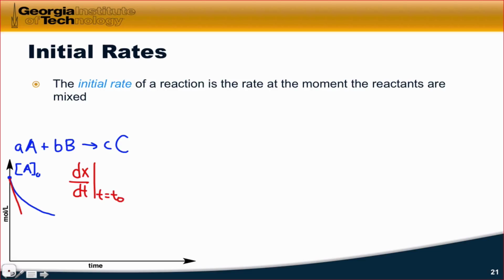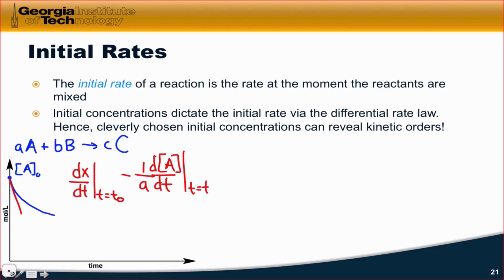In an experimental context, we're going to have to be measuring a particular concentration, like the concentration of A, and so it would be negative 1 over a, d[A]/dt evaluated at t is equal to t0 at the initial time point. Initial concentrations dictate the initial rate of the reaction because the rate law still holds even at that very initial time point. Hence, we can be clever about the way we choose initial concentrations to reveal kinetic orders, and we'll see how this works through an example.